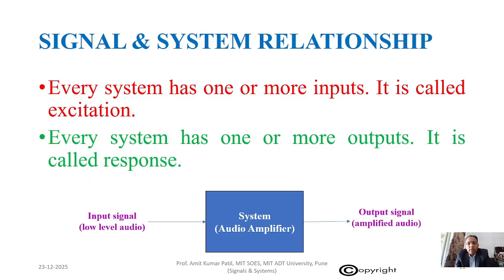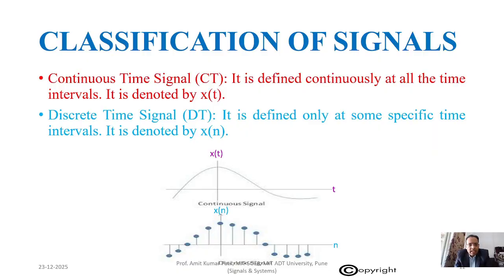So there is a relationship between signals and systems. Every system has one or more inputs, known as excitation, and one or more outputs, known as response. Signals are basically classified into two categories, continuous time signal and discrete time signal. The signal which is continuously defined in the time domain and can be represented at all time intervals is known as the continuous time signal or analog signal.